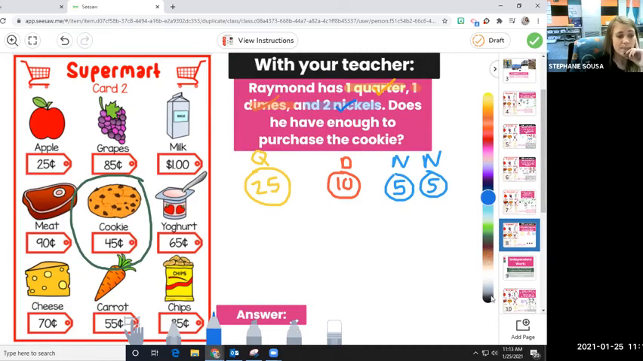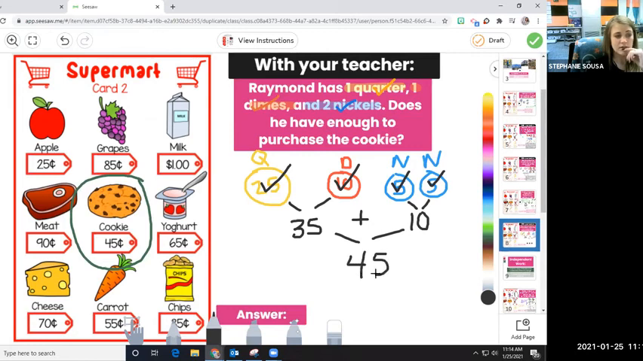So now we're going to add this together. I know that 25 cents and 10 cents is going to be 35 cents. So I've counted my quarter, I've counted my dime. I know that 2 nickels is equal to 10 cents because 5 plus 5 is 10. So I've counted both nickels. Now I'm going to add together the 35 cents from my quarter and my dime and the 10 cents from my 2 nickels. 35 plus 10 is equal to 45. 45 cents. So when I look at the cookie, my prices match exactly. The cookie costs 45 cents. Raymond has 45 cents. So yes, he does have enough to purchase the cookie because he has the exact amount.